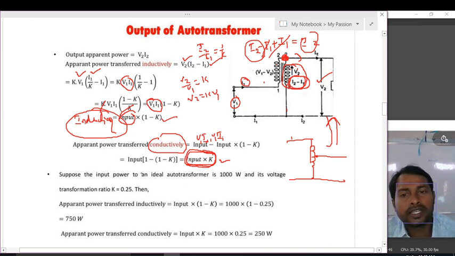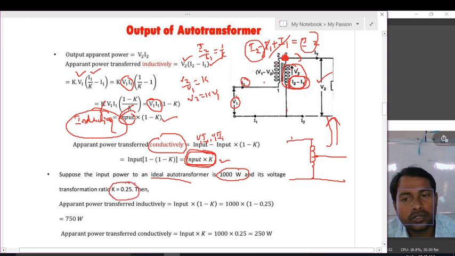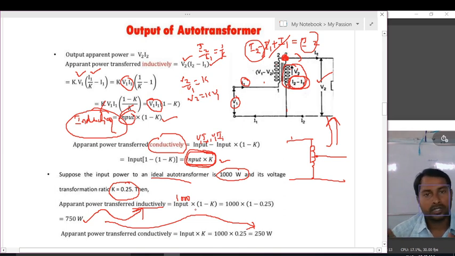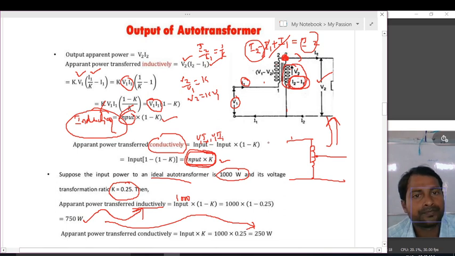For example, take an ideal transformer having 1000 watts input, and the transformation ratio is 0.25. The power transfer through induction is (1 minus K) times the input power. That is 1000 watts into (1 minus 0.25), which is 750 watts transferring through induction. So the remaining 250 watts is transferred through conduction. This is the power transfer through the transformer by the induction and conduction processes.